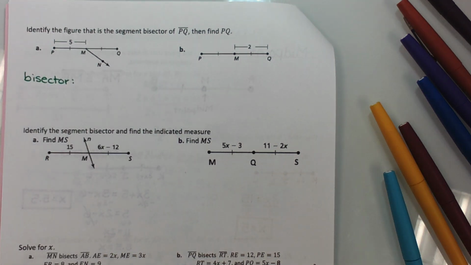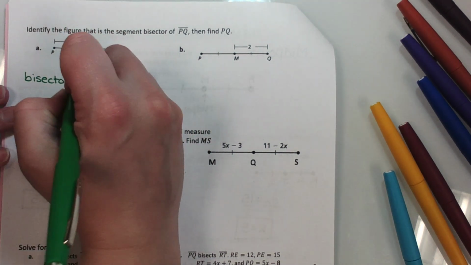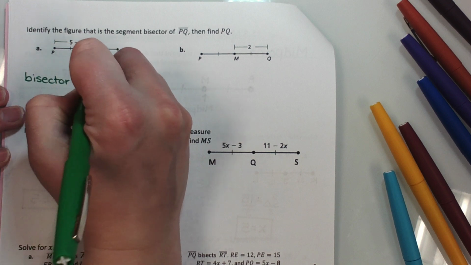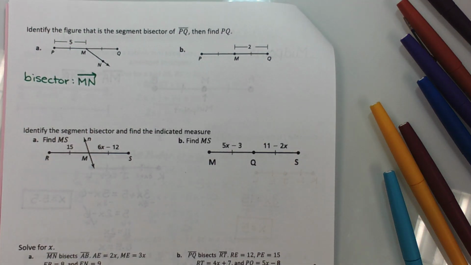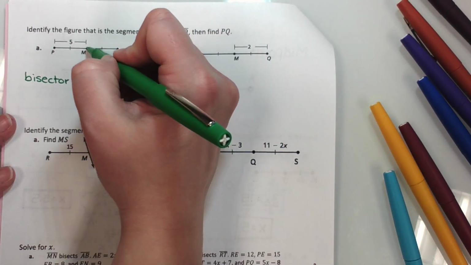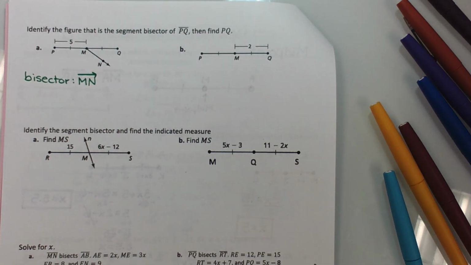What's the name of said ray? You cannot write the word ray, that is not the correct answer. It's MN, with the bar and the single arrow going off to the right. Would it also be an accurate name to call it NM? No, because you have to start with the endpoint, the side without the arrow. Okay, so that's the bisector.